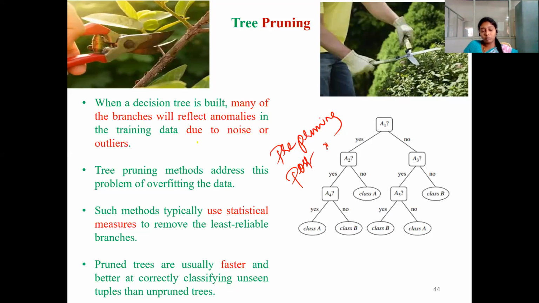What may be the meaning of the term pre-pruning? What may be the meaning of the term post-pruning? Any guess?